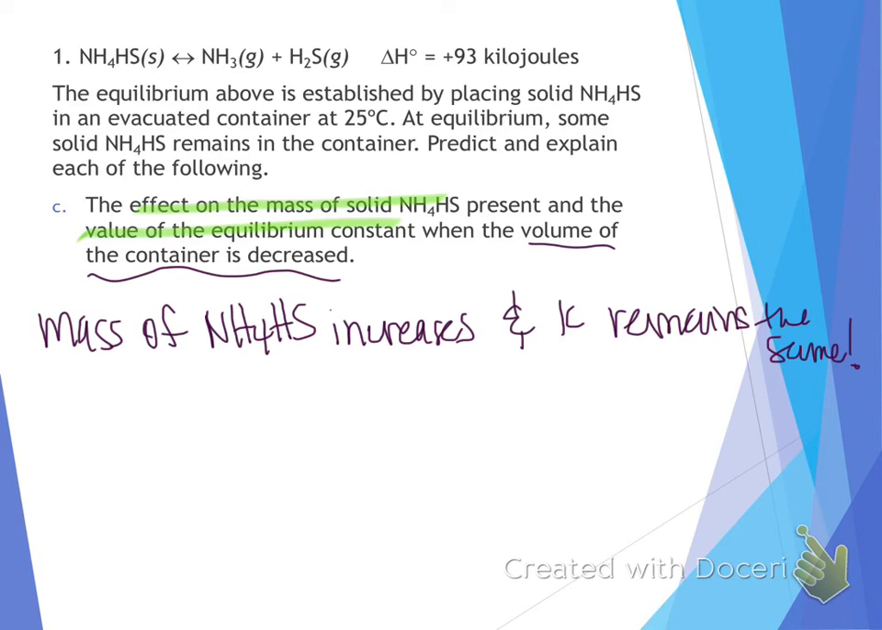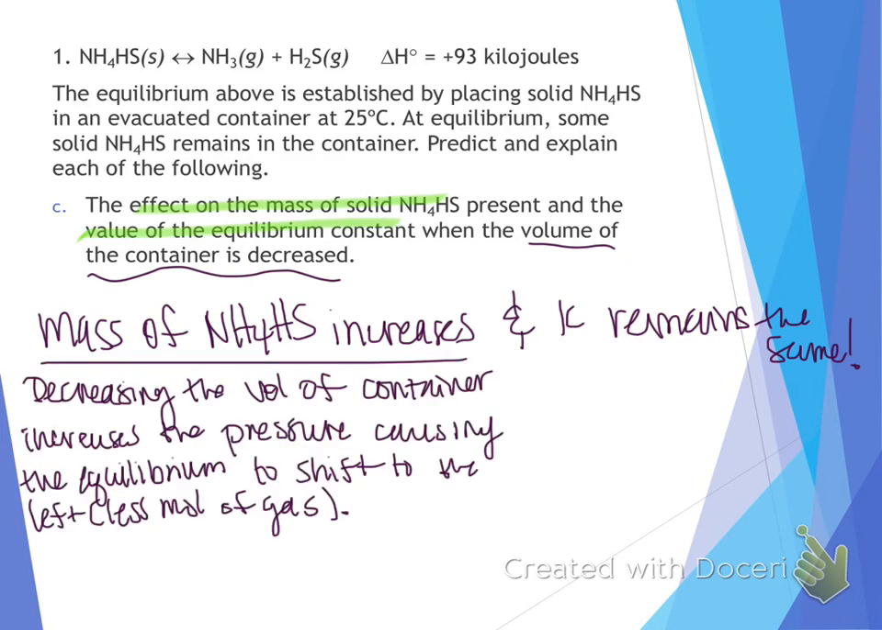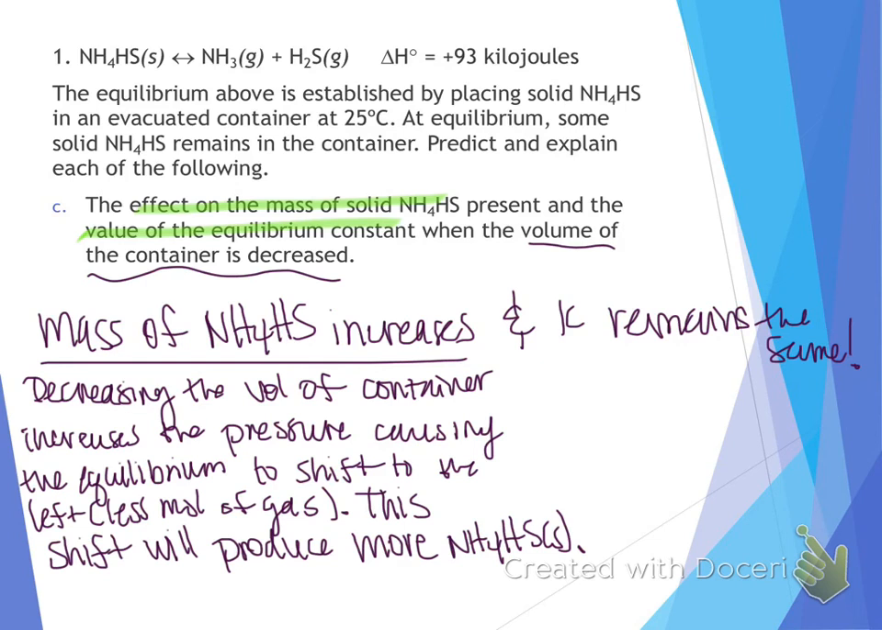So let's talk about that effect on the mass first. We are decreasing the volume of the container, which will increase the pressure. Increasing the pressure means that we need to shift towards the side with less moles of gas, because then we'll have less gas particles in our system, therefore a lower pressure. That means we're shifting to the left. As we shift to the left, we're going to be producing more of our solid. Adding or removing a solid from the equilibrium system has no effect, but the amount of solid that you have in a system will still be affected by other shifts like we see here.